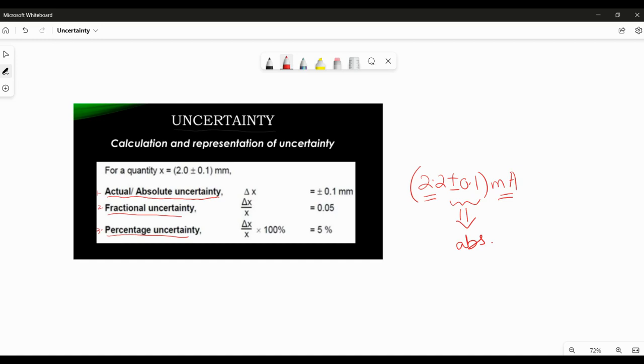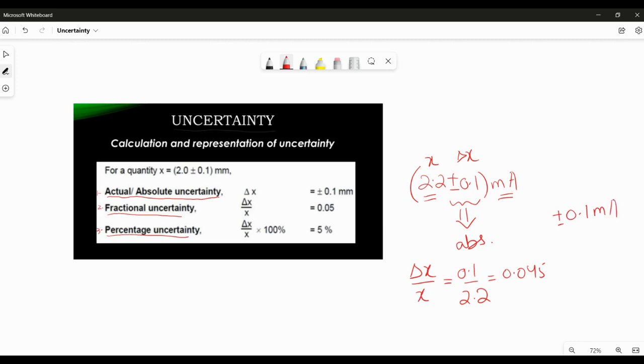If the average value of our data is represented, let's say, with a variable x, and the absolute uncertainty is represented with a variable delta x, in that case, fractional uncertainty is a ratio between the absolute uncertainty and the average data value, which in this case becomes 0.1 divided by 2.2. We'll have to do the calculations. 0.045.